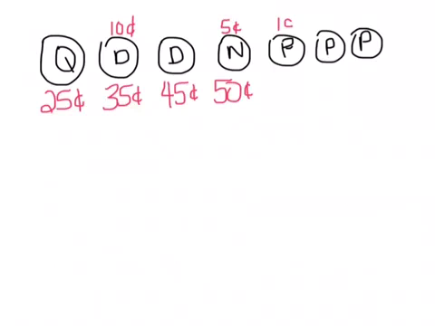Now, the easy part, pennies. We know pennies are only worth 1 cent. So 50, 51, 52, 53. So total, this collection is worth 53 cents.